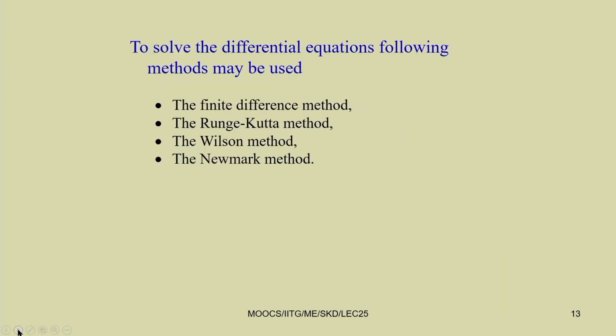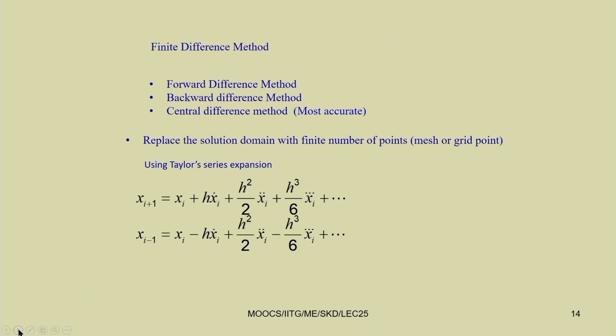Now, to solve differential equations, there are several methods. For example, one can use the finite difference method, the Runge-Kutta method, the Wilson theta method, and the Newmark beta method. There are several methods available. Already we have discussed the Runge-Kutta method. This method again let me tell. In the finite difference method, one can use the forward difference method, backward difference method, or central difference method. Mostly the central difference method is used.